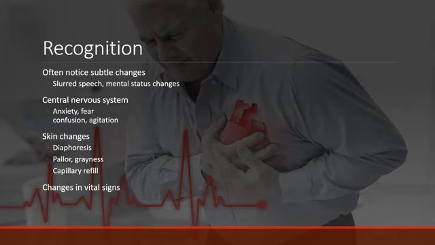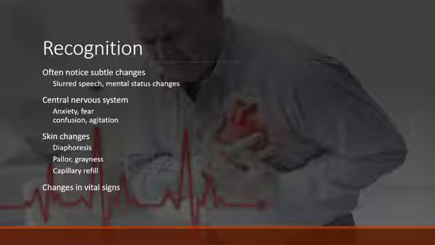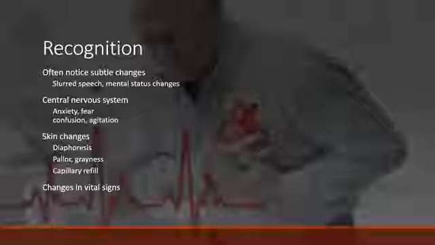Oftentimes, these problems that arise have kind of a subtle onset, and it identifies itself as little tiny changes that you may not pick up on right away. Things like slurred speech or mental status changes where the patient was otherwise fine and now they're just kind of acting just a little bit different. And so those clues, if you look for them, often are early indicators that something funky is going on.